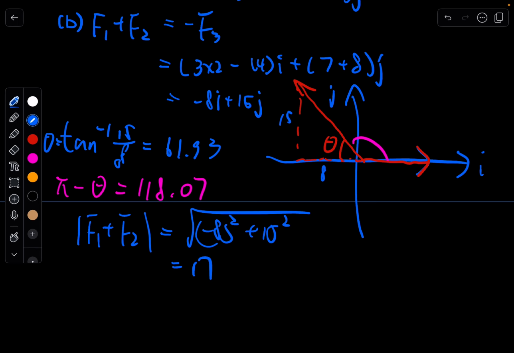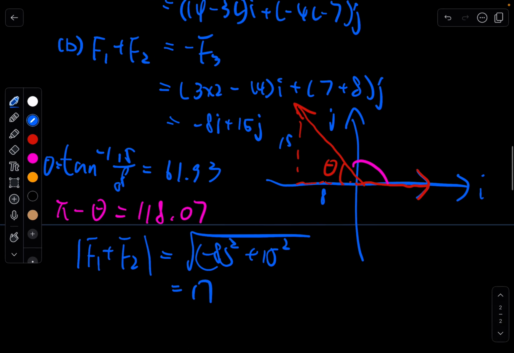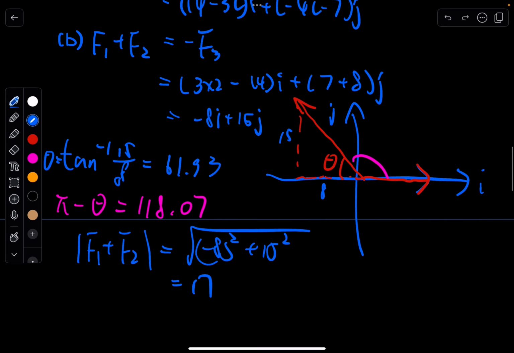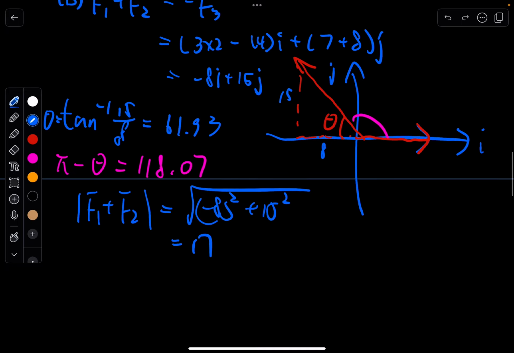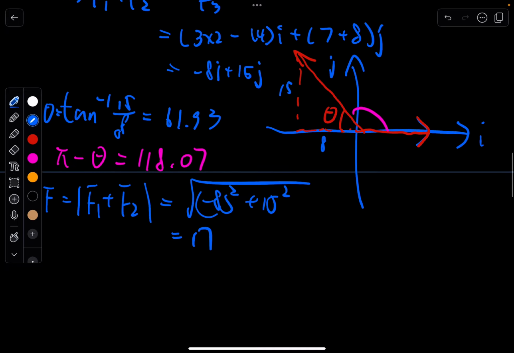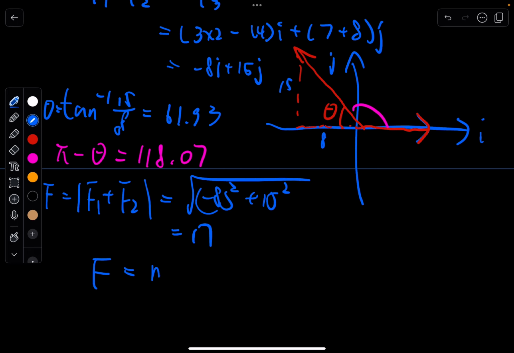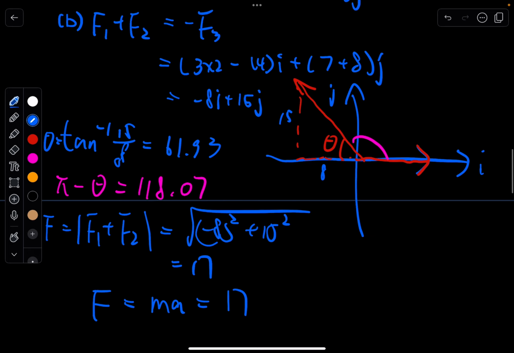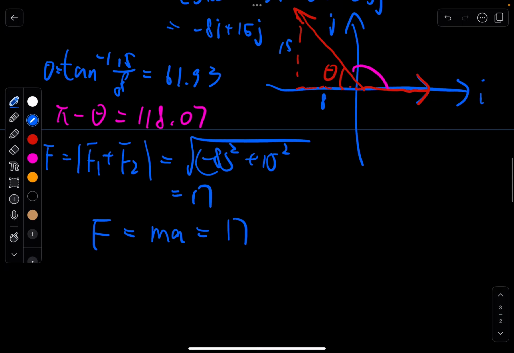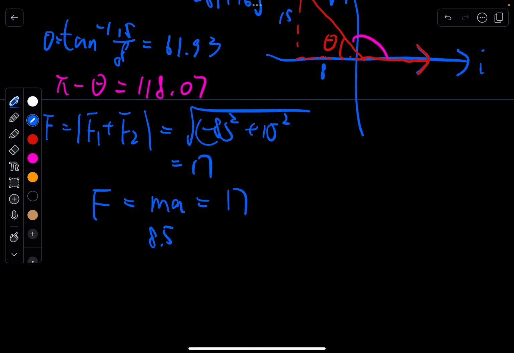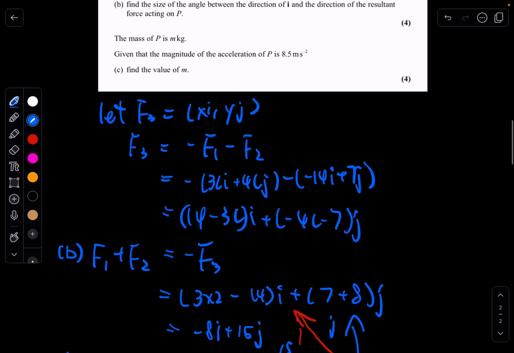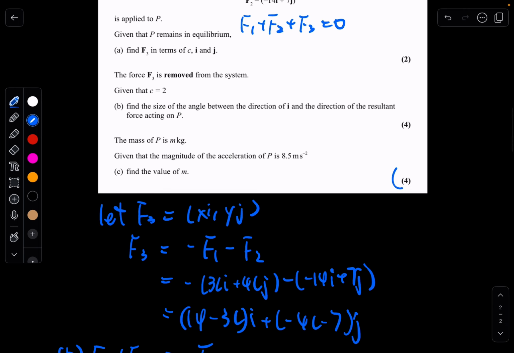So we get 17. And that means this arrow right here is actually 17. And okay, hold up. Let's just use a big F to denote this. F equals ma equals 17. And then we know acceleration is 8.5, so m must equal 2 kg. And yeah, that's quite easy actually. Well, this is worth 4 marks actually.